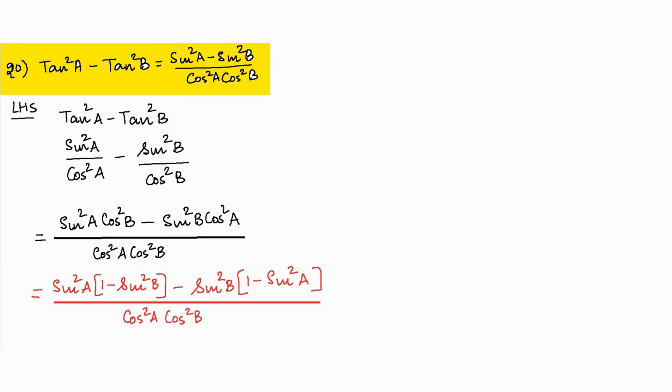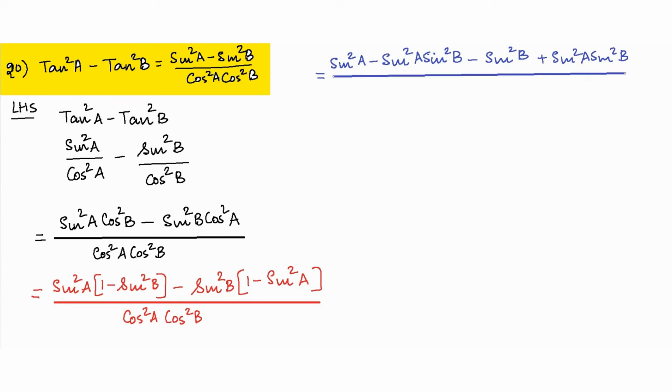So now again I can open up the brackets. When I open the brackets, I get sine square A minus sine square A sine square B minus sine square A sine square B. Then minus sine square B into 1 is again minus sine square B, and minus sine square B into minus sine square A is plus sine square A sine square B, the whole divided by the denominator, which is cos square A cos square B.